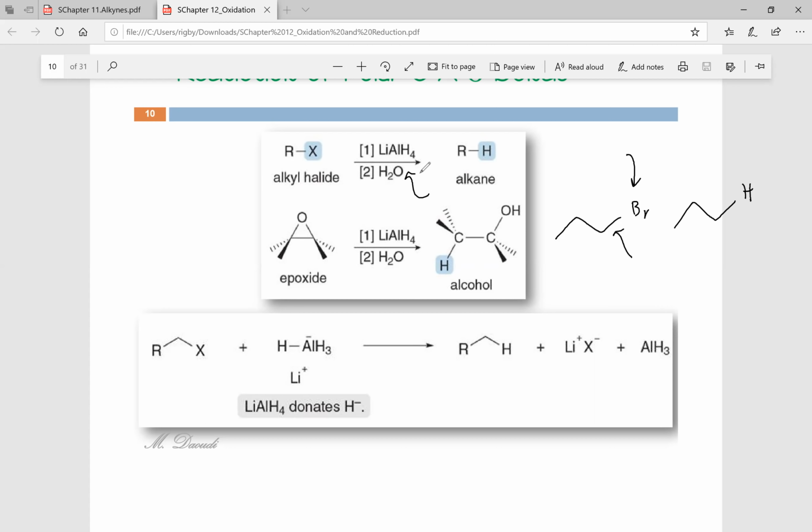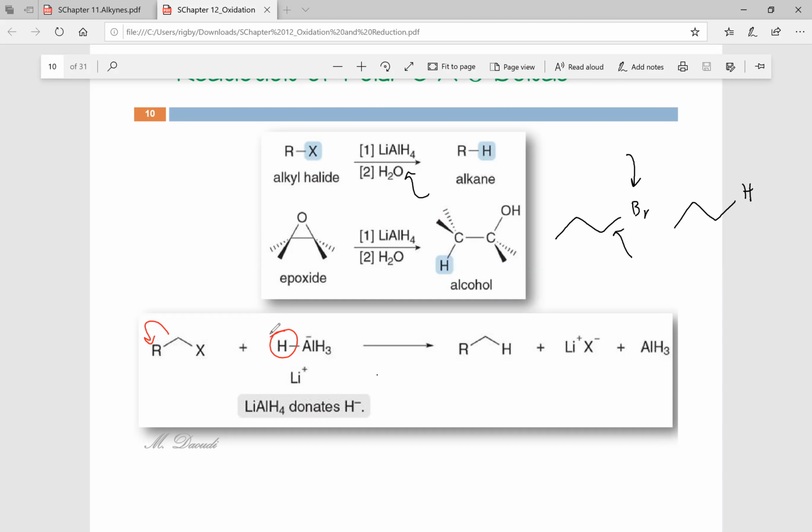So we can see here that when we have an alkyl halide, the leaving group is going to leave, and this is going to become H-, which is highly unstable and as a result is very reactive.